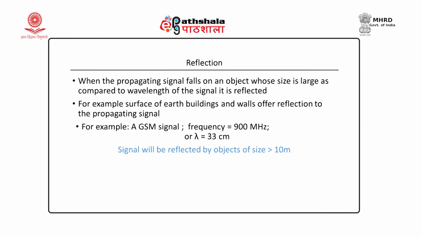But if I talk about microwaves, whose frequency is higher than radio waves, even smaller objects will offer reflection. For example, for the GSM signal, the frequency is 900 megahertz and so the wavelength is 33 centimeter. I can obtain the wavelength by dividing the speed of light, 3 times 10 raised to power 8 meters per second, by the frequency. So, this GSM signal will be reflected by objects of size greater than 33 centimeter.